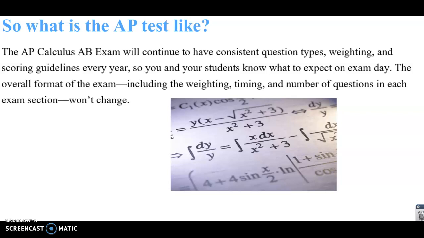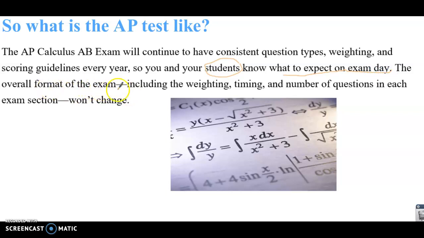According to the information that we get from the College Board, the AP Calculus exam will continue to have consistent question types, weighting, and scoring guidelines every year. In other words, they're not making any big changes in the test. So you and your students, and most importantly right now, I'm concerned about my students, know what to expect on exam day. That's really important: you walk into the test knowing exactly what to expect, no surprises.